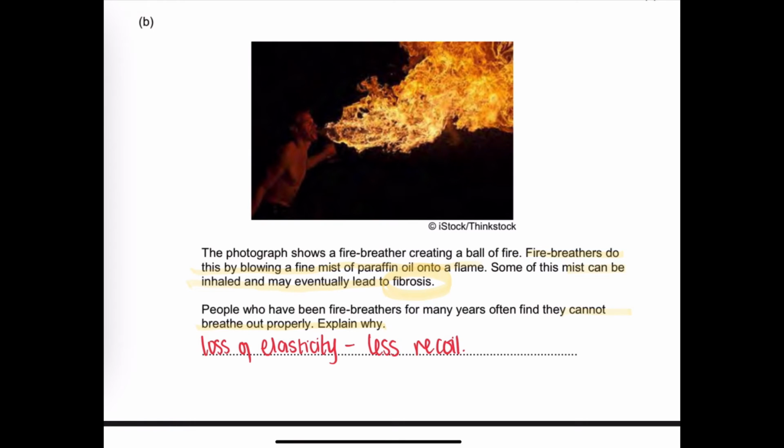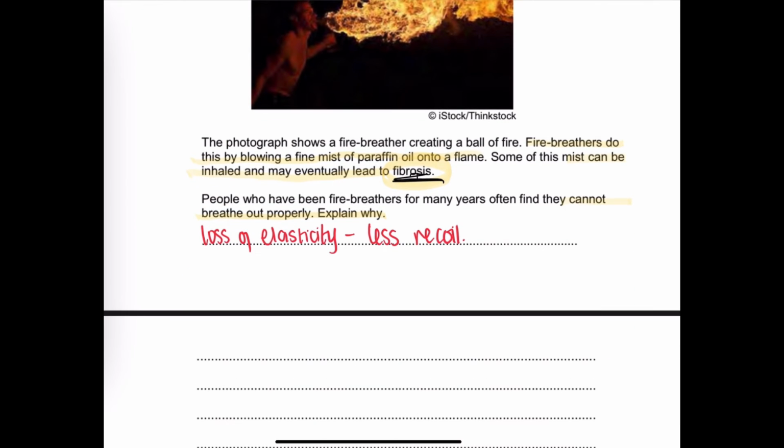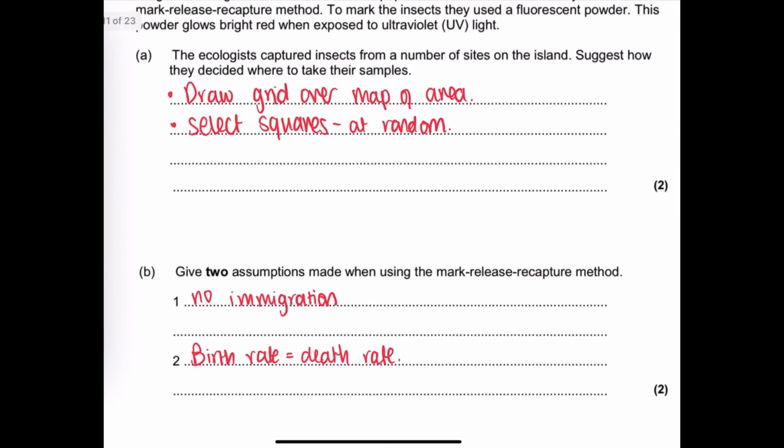Explain why. This is just on the knowledge that you know what fibrosis is. Basically it makes the lungs lose elasticity, and because of this they're unable to recoil, which means that there is a decrease of surface area, so they're unable to be as efficient as normal when it comes to gas exchange.